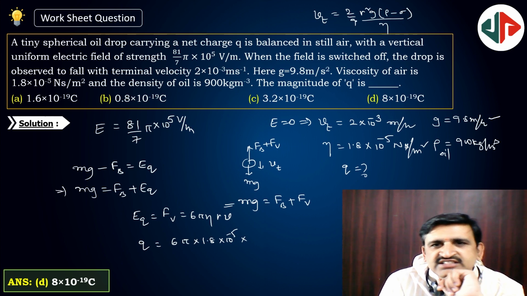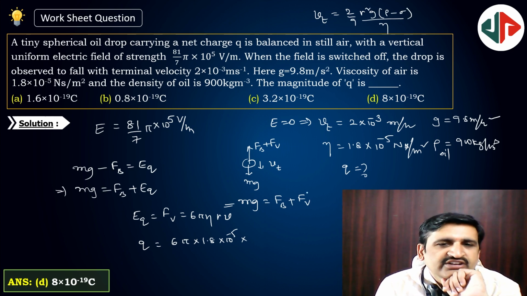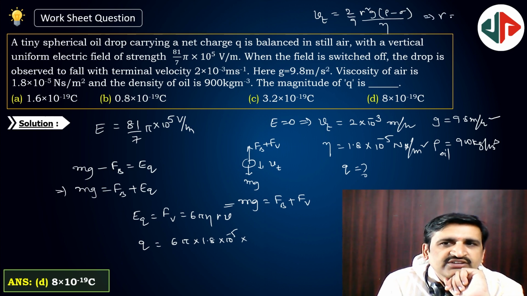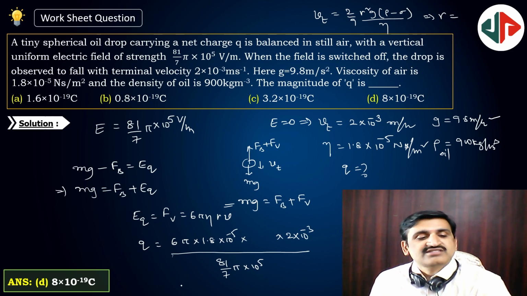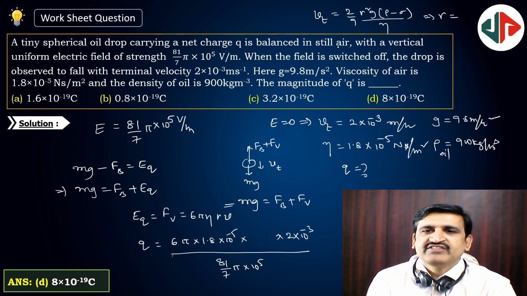Taking this data, R value I have to find out, and the velocity I have to write here. Velocity how much? Terminal velocity 2 into 10 to the power of minus 3, by E value, electric field, 81 by 7 pi into 10 to the power of 5. It's a simple question. From Vt, I'll calculate the R value.